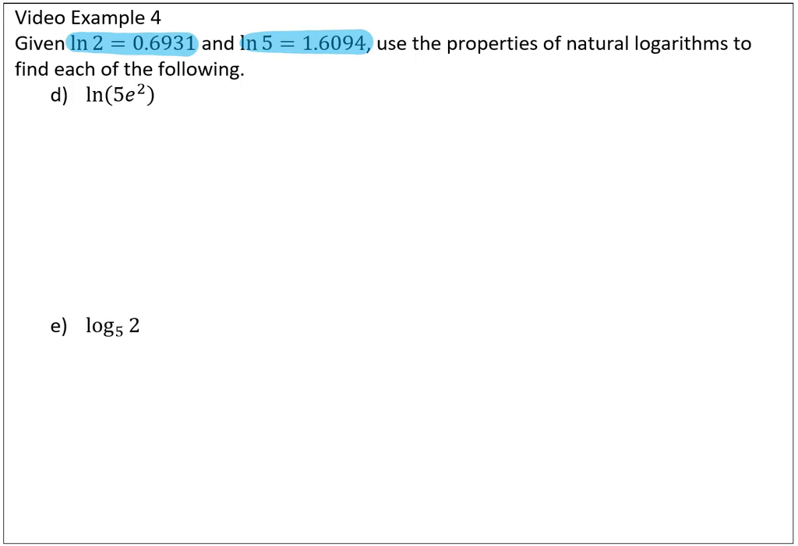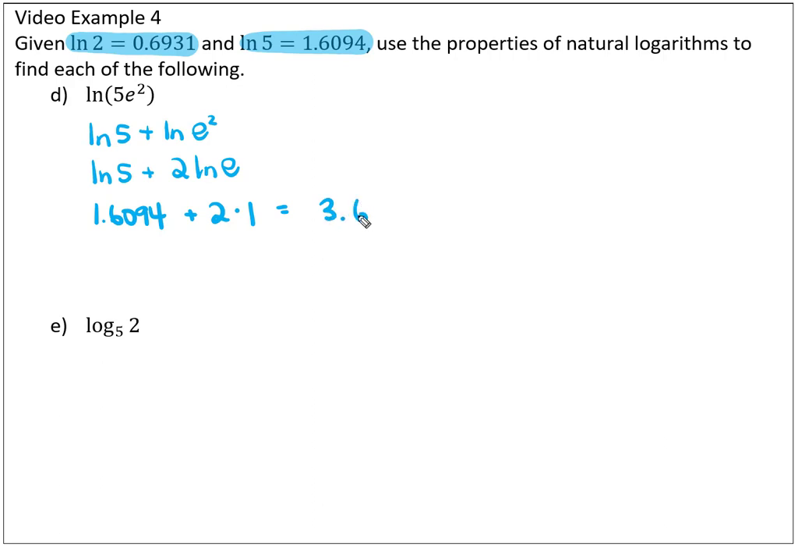We want to separate out all the terms. So it'll be ln of 5 plus ln of e squared, which will just be ln of 5 plus 2 ln of e. Replacing ln of 5 with 1.6094, and then replacing ln of e with 1, we just end up with 3.6094.